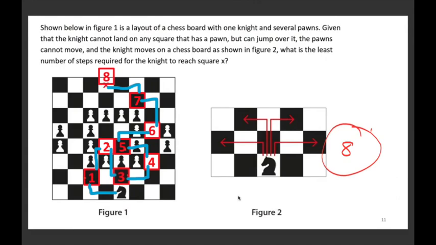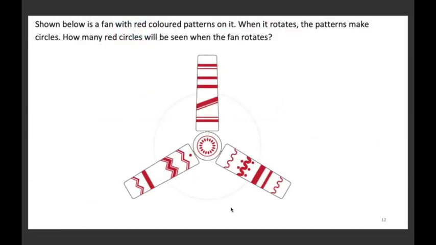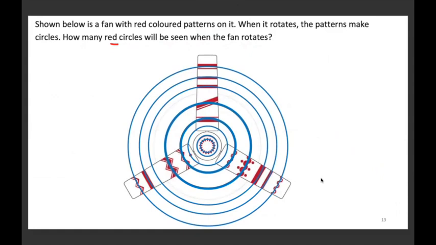Okay, we'll move to the next one. Shown below is a fan with red colored patterns on it. When it rotates, the pattern makes circles. How many red circles will be seen when the fan rotates? When this fan rotates, there will be circles formed. How many circles will be seen in this position? Because of the pattern that is there on the fan. Okay, so these are all the circles that will be formed. So the total number of circles is 1, 2, 3, 4, 5, 6, 7, and 8. Answer is 8 circles formed.